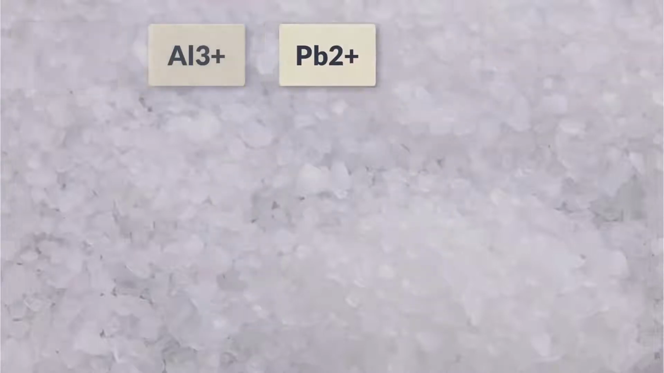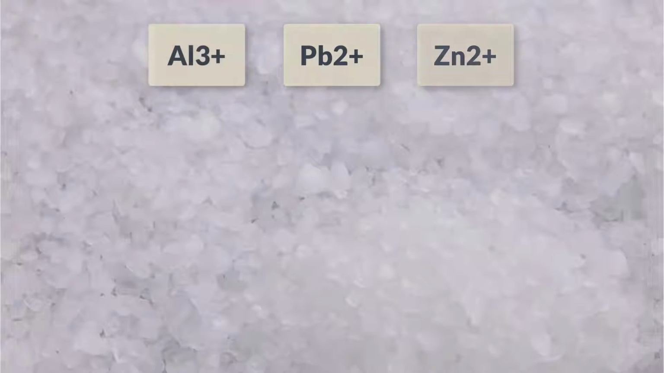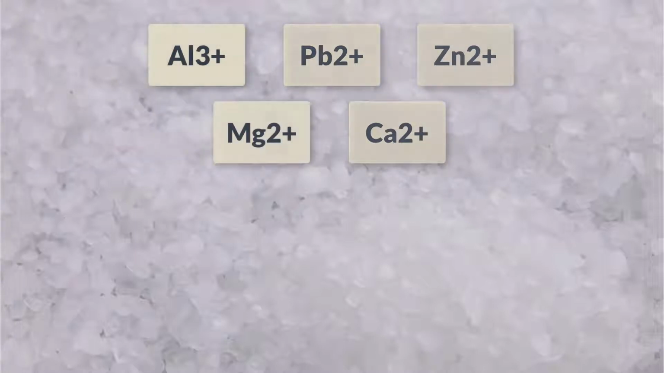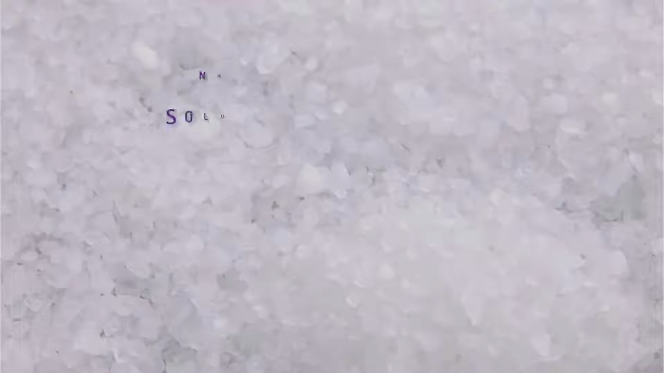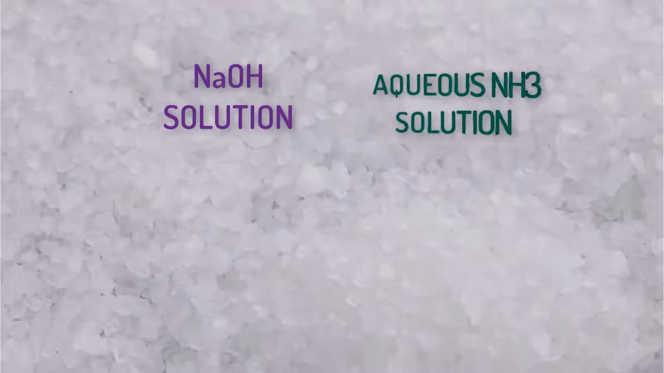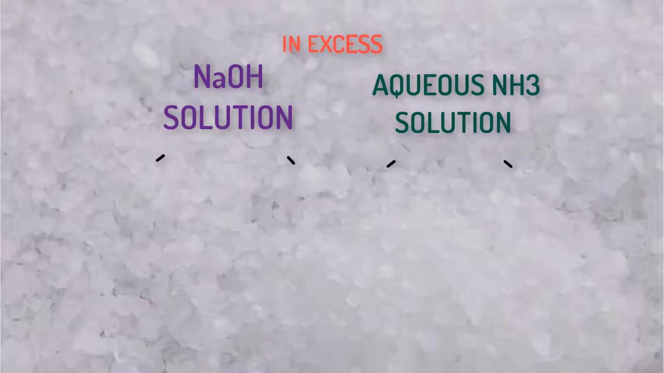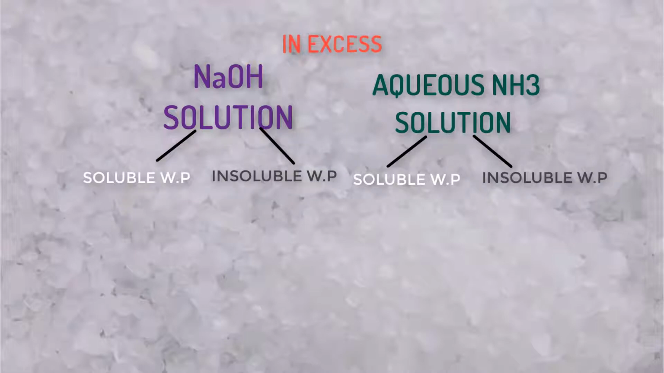Aluminium ions, lead-2 ions, zinc ions, magnesium ions, and calcium ions all produce white precipitate when sodium hydroxide solution or aqueous ammonia is added. So how do you know which ions are present? Sodium hydroxide solution and aqueous ammonia are added in excess into the aqueous cation solutions, which either forms a soluble white precipitate or an insoluble white precipitate.